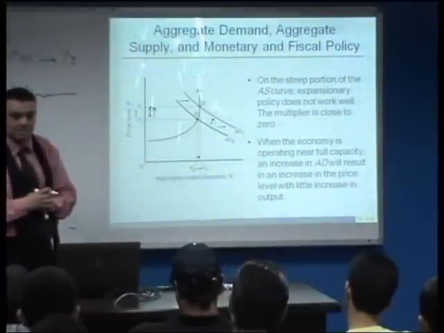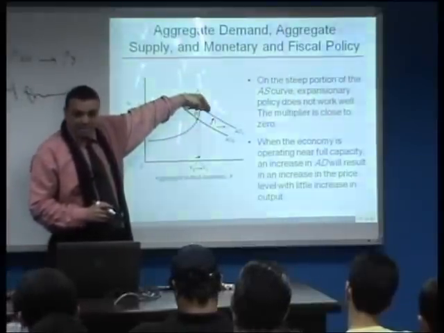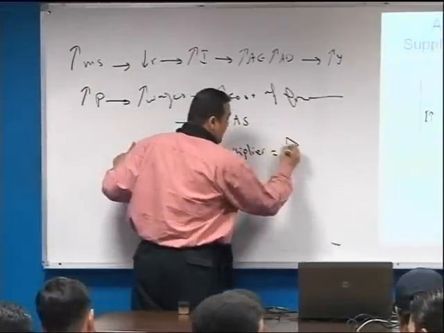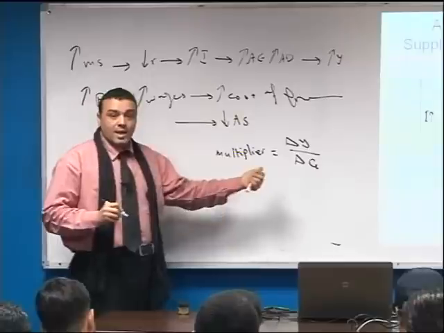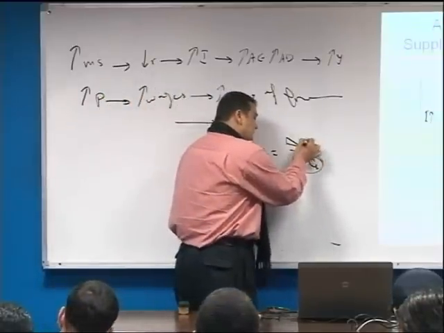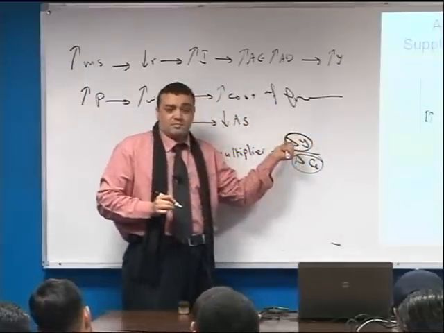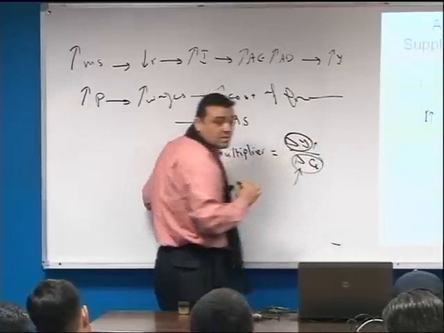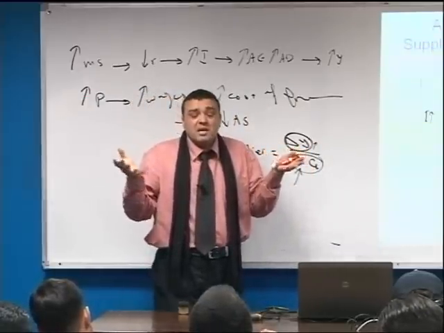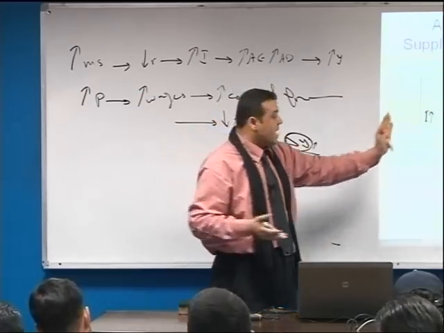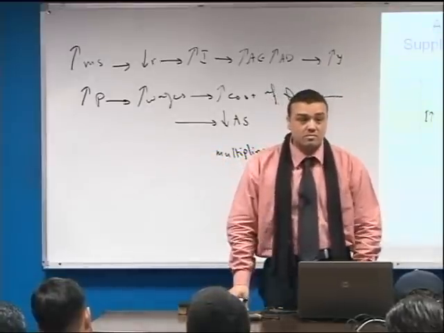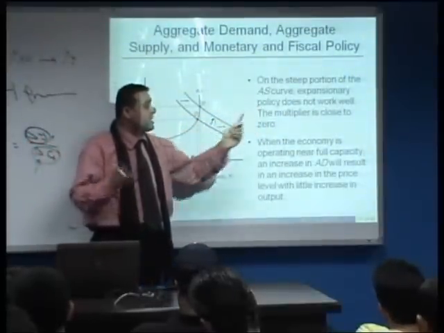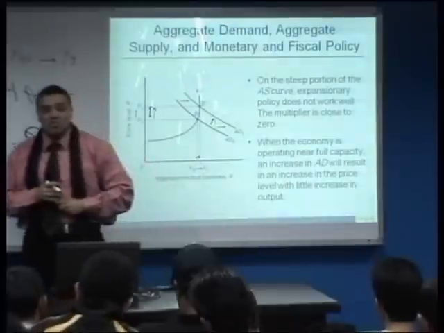What about the multiplier in this case? Do you remember the multiplier, delta Y over delta G, the government spending multiplier? Now the increase that happened in government spending increased Y by a very small amount, right? Suppose we increased government spending, Y may increase by a small amount. So the multiplier is close to zero in this case. If it is a vertical line, for sure the multiplier would be zero. Right? So on the steep portion of the aggregate supply curve, the expansionary policy does not work well, and the multiplier is close to zero.